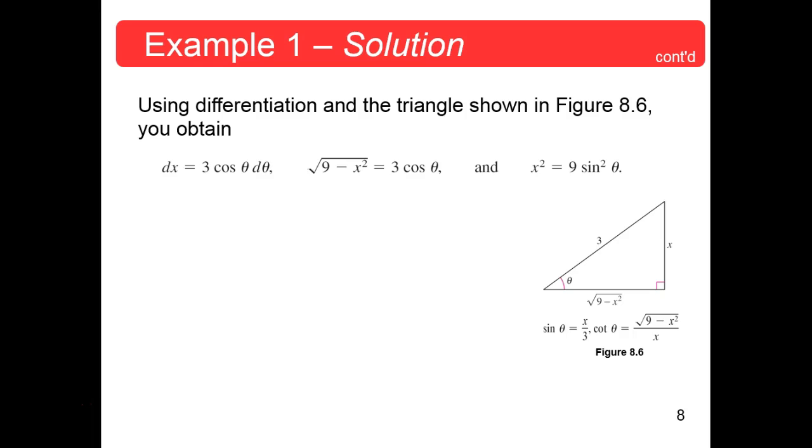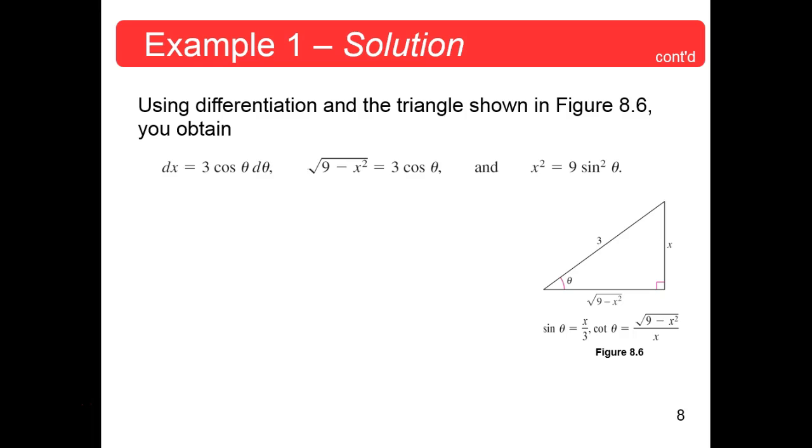Okay, so here's your triangle. You get it from the previous page that said let x equal 3 sine theta. So sine theta is x over 3, sine theta is opposite over hypotenuse, so that makes that the x, that the 3. And then when you do the Pythagorean theorem, this comes out 9 minus x squared, which is exactly this, which is 3 cosine theta. Okay. Round and round and round we go.